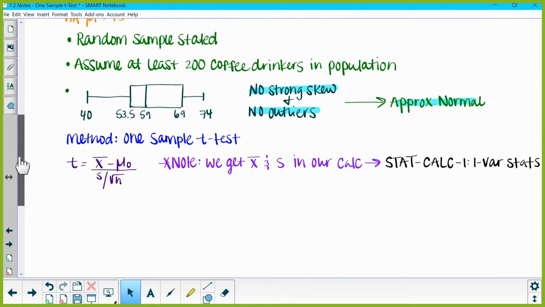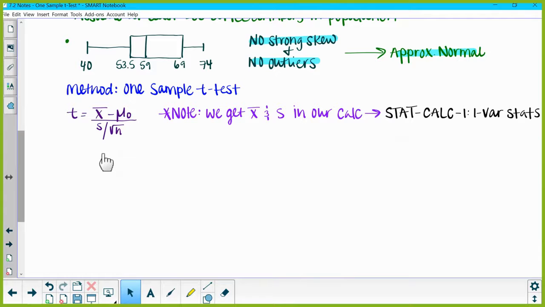So now that we have that, I'm going to go ahead and plug in what I know into my formula. 60.3 was the sample mean minus our null value of 45, over the standard deviation of 9.8360 over the square root of our sample size, 20. When I plug all this into my calculator, I get approximately 6.9565.